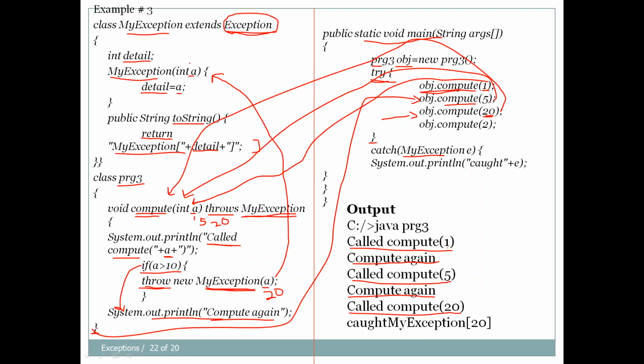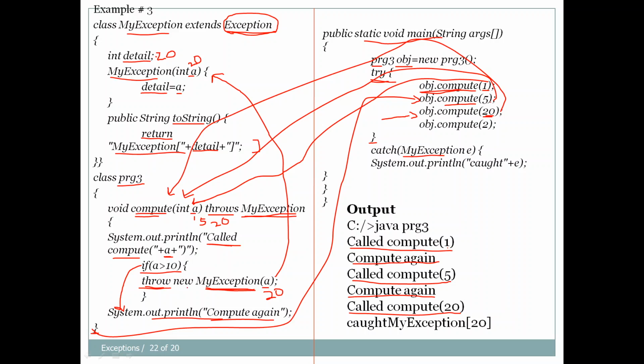So this constructor is called MyException, where the value is passed from here. The value 20 we are passing, so 20 is stored here in a, and the same value 20 we are storing in detail. So detail will have the value 20, and after calling the constructor it returns back.